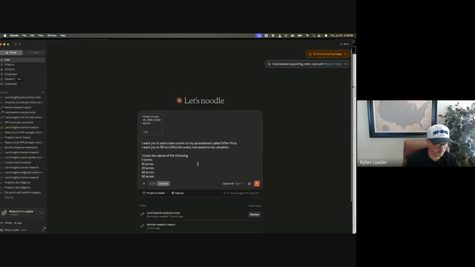Okay, so let's just assume 5 acres is worth 30,000, 10 acres is worth 50,000, 20 acres is worth 90,000, 40 acres is worth 120. These are just random numbers I'm throwing out.